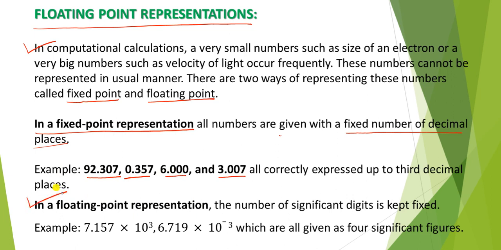Now in the floating point representation, the number of significant digits is kept fixed in the number. If we consider the example 7.157 × 10³ and 6.719 × 10⁻³, the 10³ and 10⁻³ are not significant. So in that case, 7.157 and 6.719 have 4 significant digits.